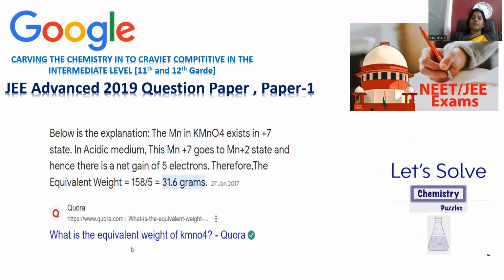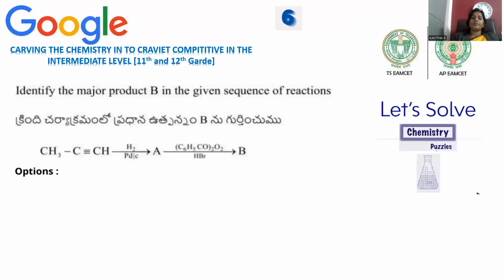Move on to question number 6, last question of the session. Identify the major product B in the given sequence of reactions. Series of reactions are there. What is the final product B we have to identify?